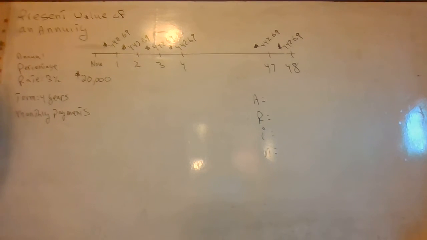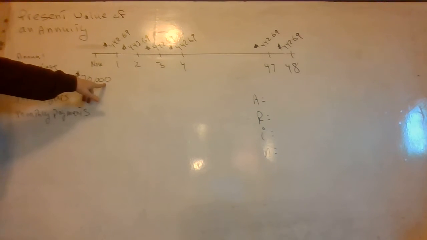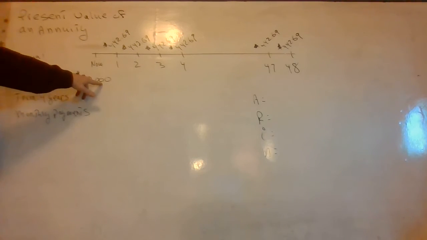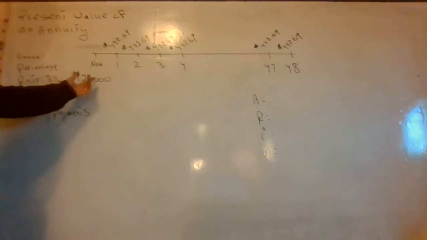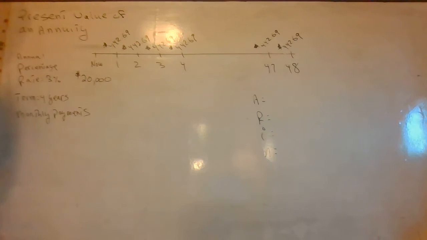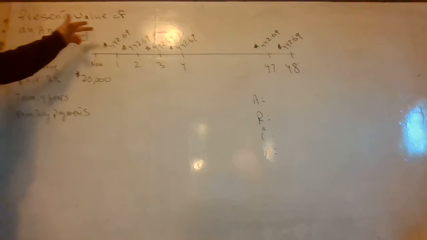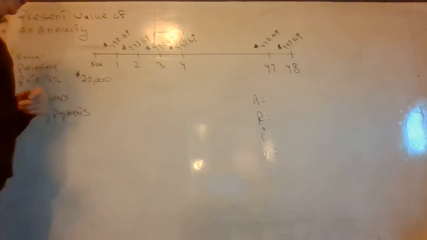Present value of an annuity, identifying the variables. In this situation, let's suppose we borrow $20,000. That's what this is right now. And we're going to buy a car perhaps. If you go to the car dealership and they say the annual percentage rate is 3%, term is 4 years, and we're making monthly payments, they will tell you the monthly payment is $442.69.